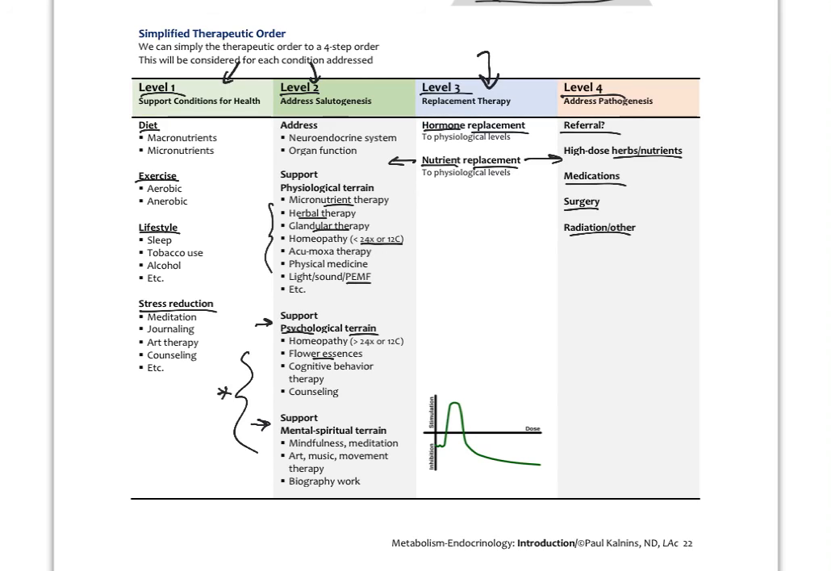And someone with Graves' disease, hyperthyroidism, we might need to go right to level 4 to suppress their thyroid before they develop very serious consequences of an uncontrolled thyroid. So this is where we're going to be looking at. And so for every condition, I'm going to try to go through these 4 levels so you get an understanding of where we need to start.